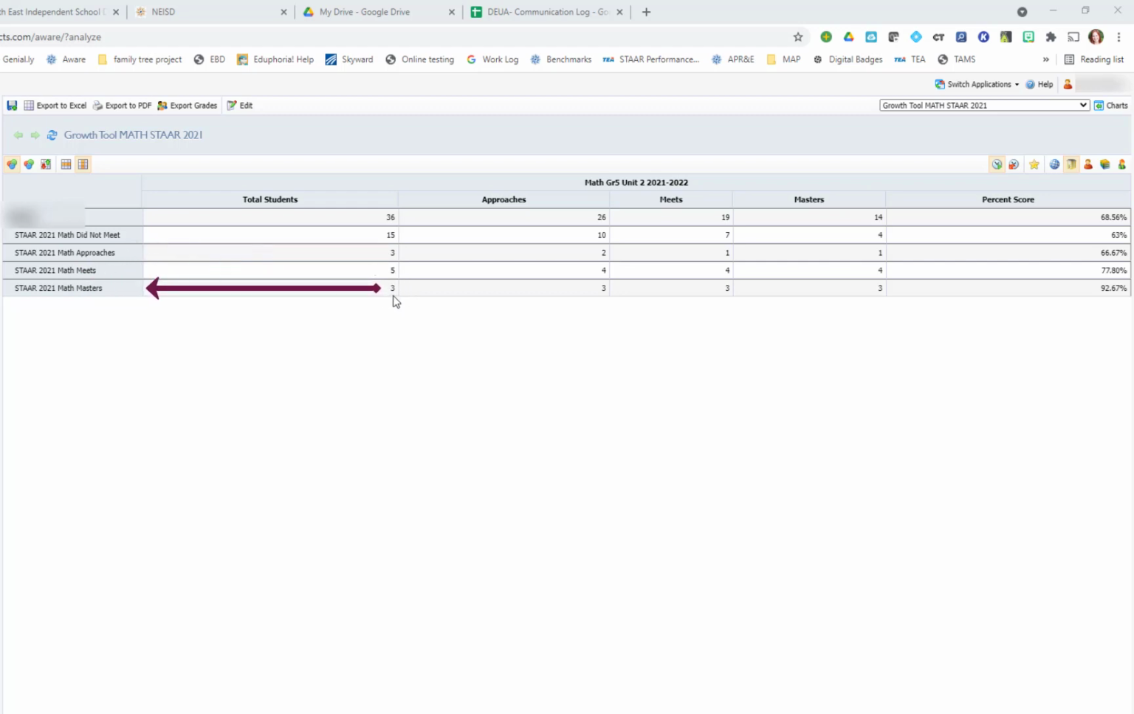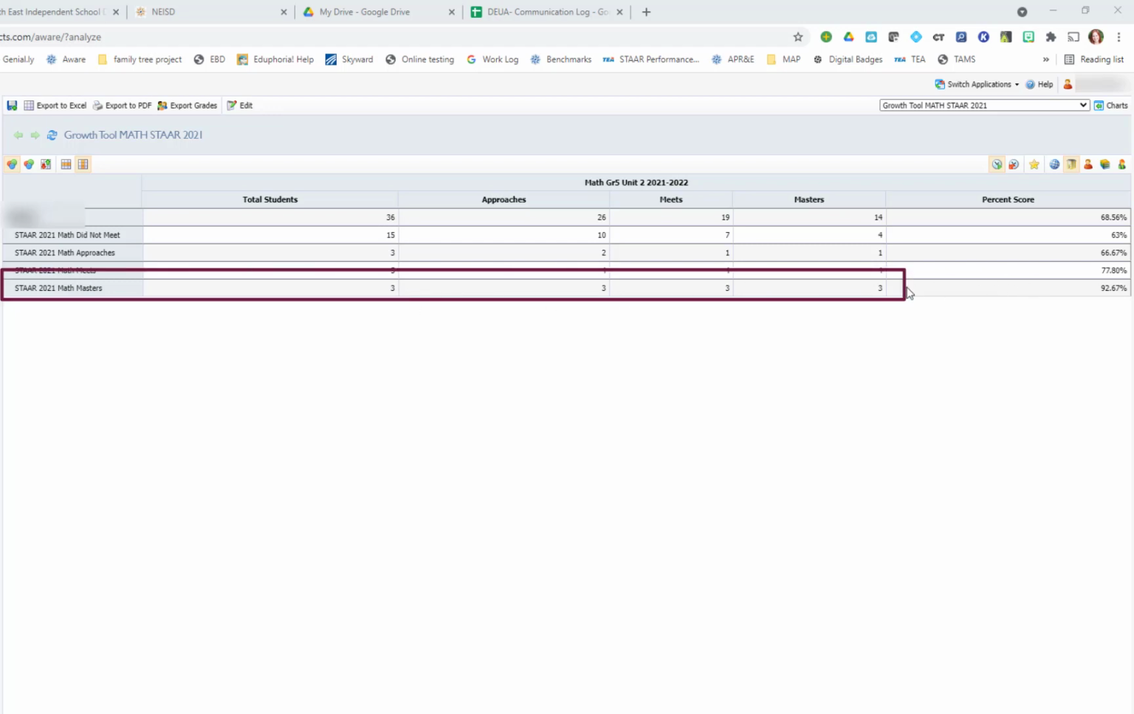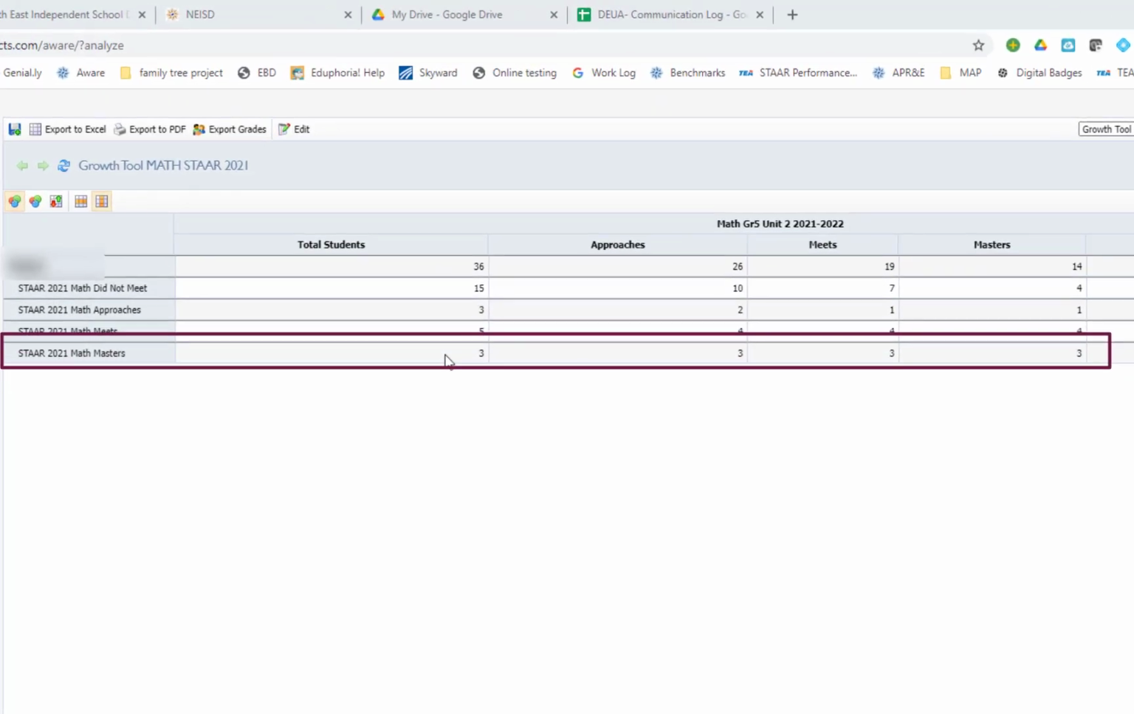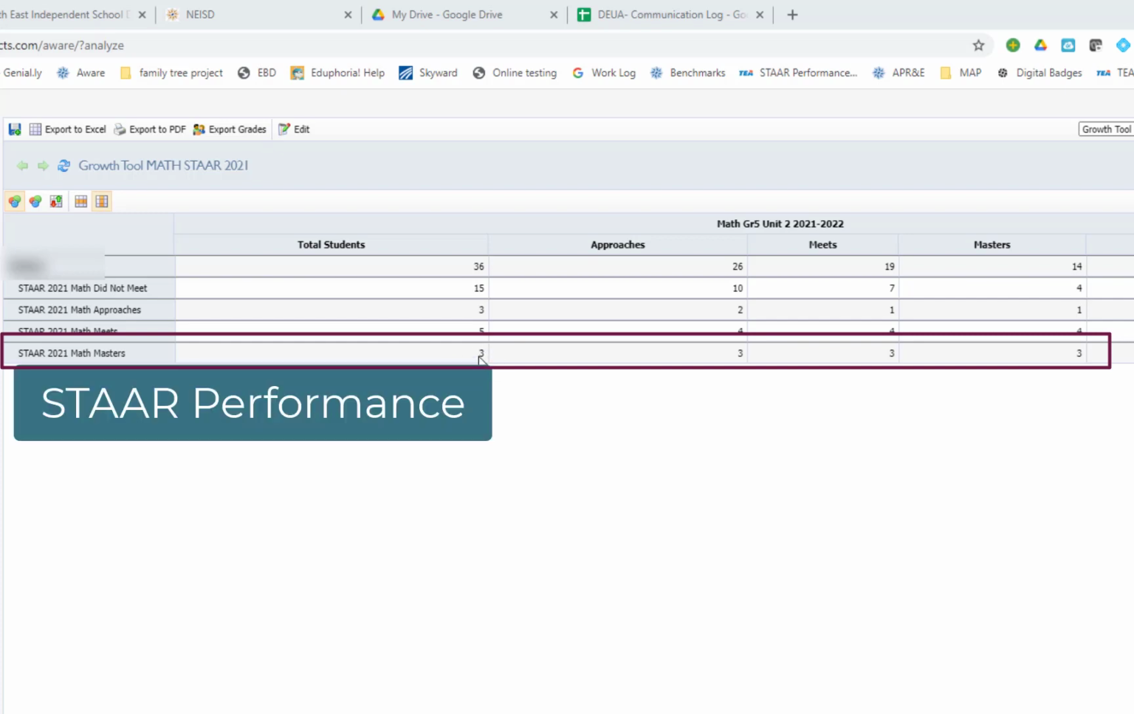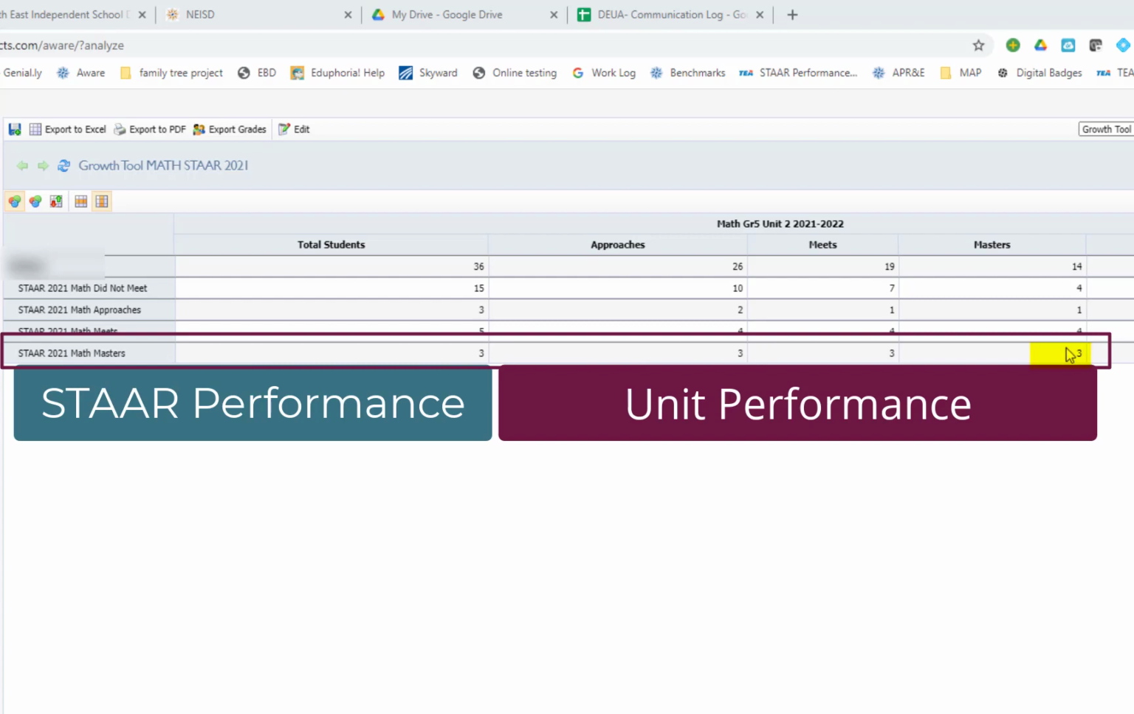So that lets you know that, of course, there are students currently on your campus who did not take the STAAR test last year. What I'm going to do is first start looking at my masters row. I like to do that because that's often a group that we tend to not spend as much time on, often because they tend to do very well on our assessments. So let me think about this. Last year, 3 kids were at the masters level. And I want to go all the way across and see if those 3 kids are still at the masters level, and they are.